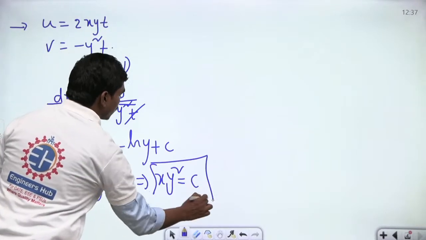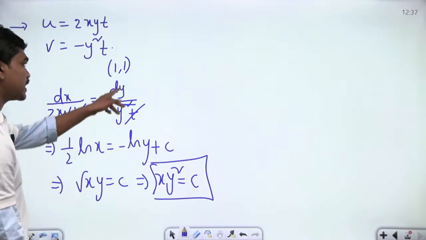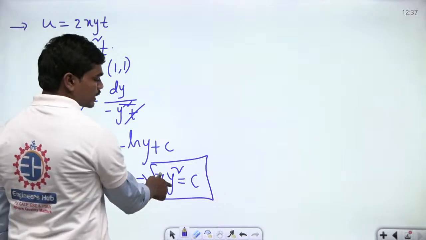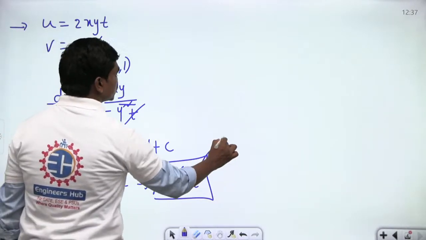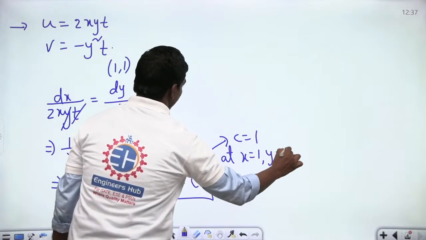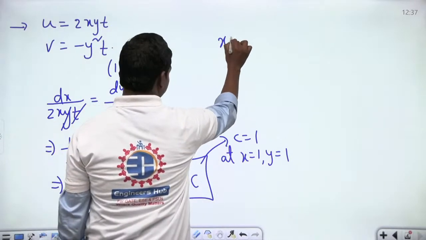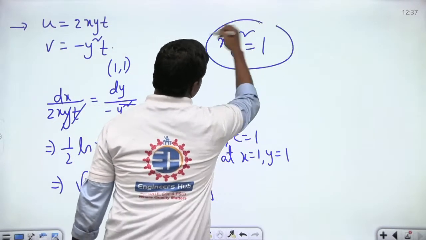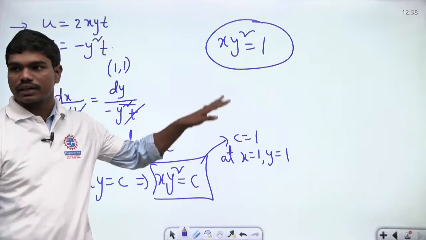So xy square is equal to constant, and they are asking you the value of the streamline which is passing through 1 comma 1. So if you put x is equal to 1 and y is equal to 1, your c value is 1. So what's the final streamline equation here? xy square is equal to 1 is the equation of the streamline that's passing through the point 1 comma 1 for the given flow situation.